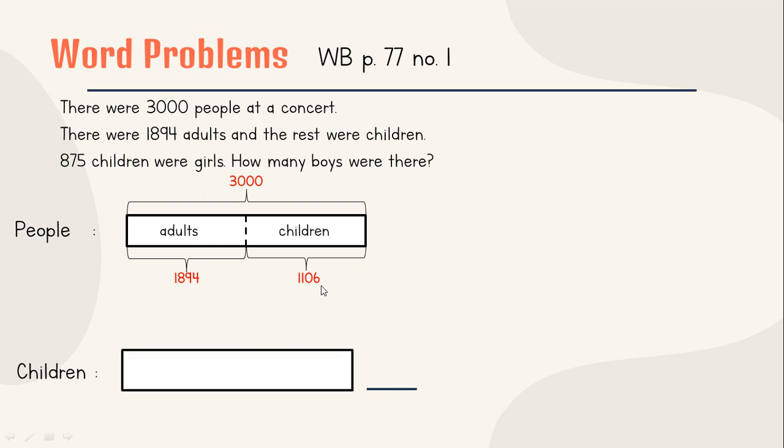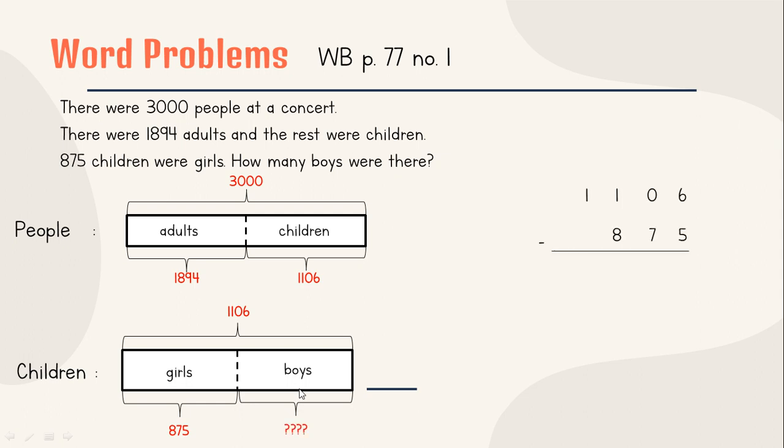And now we know that there are two kinds of children, of course, girls and boys. So, divide this box into girls and boys. Do you know how many girls there were? 875. Now, do you know how many were the boys? That's the question, right? How many boys were there? So, this is the question. What do we have to do to find the boys? Minus it. What minus what? Of course, the children minus the girls.